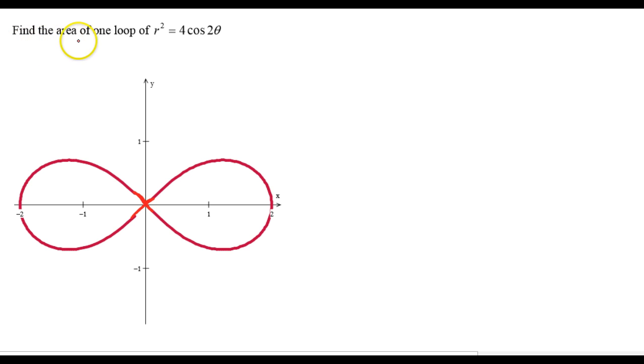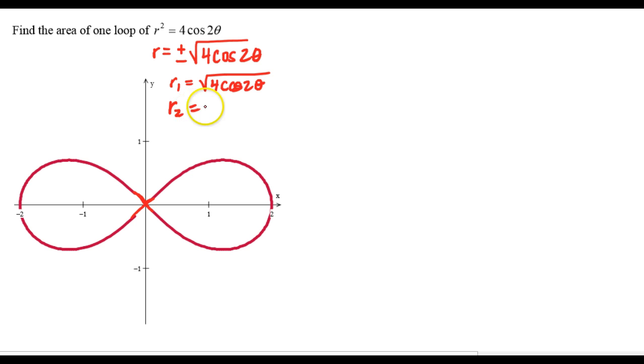In this next example, we want to find the area of one loop of r squared equals 4 cosine 2 theta. So because we have an r squared here, when we enter this into our calculator, we're going to have to solve for just r, which means we're going to have plus or minus the square root of 4 cosine 2 theta. So you're going to enter this in as an r1 and an r2, but what you're going to find, if you were to just graph the positive version, so let's say you enter r1 equals radical 4 cosine 2 theta, and then r2 as negative radical 4 cosine 2 theta, here's what you would find.